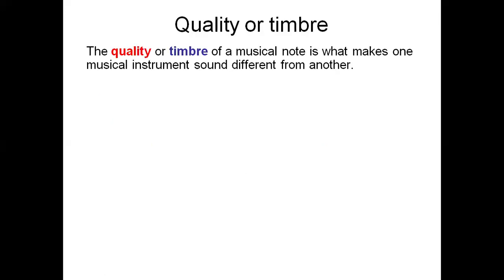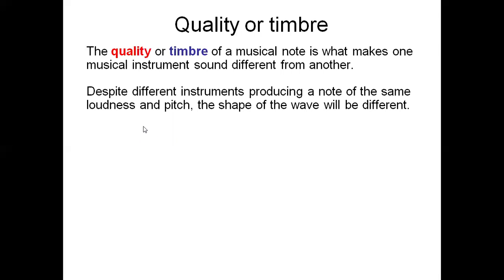Quality or timbre. Quality or timbre of a musical note is what makes one musical instrument sound different from another, even if they have the same fundamental frequency. So for different instruments, the sound they produce will be different in shape. So timbre, let us see the detailed view of it. A tuning fork produces a sound of pure note. Pure note means single frequency. No other frequency is added.